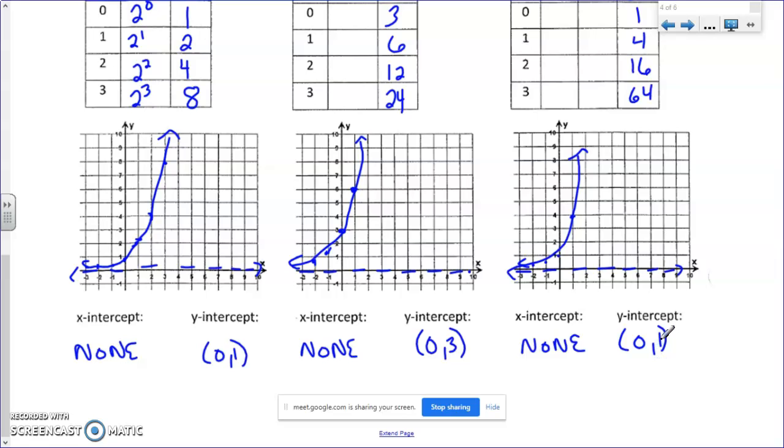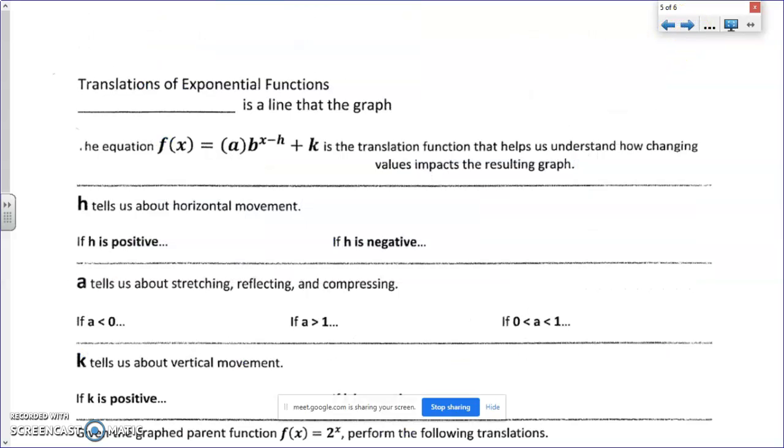Everybody good with just graphing? Yes. Yes, we're fixing to move on. Does everybody just follow with me? Everybody good with this one? All right, turn the page. The translations, okay?